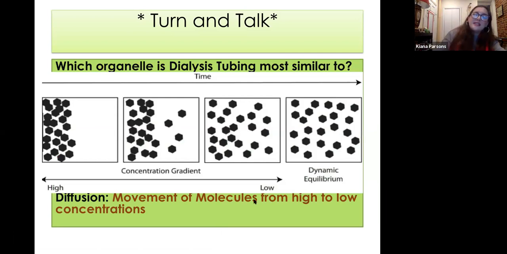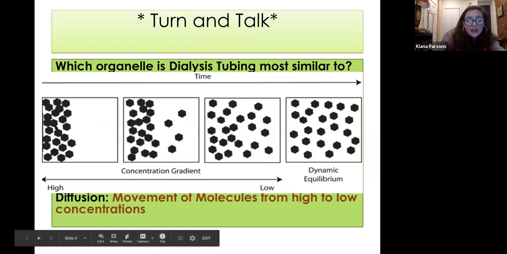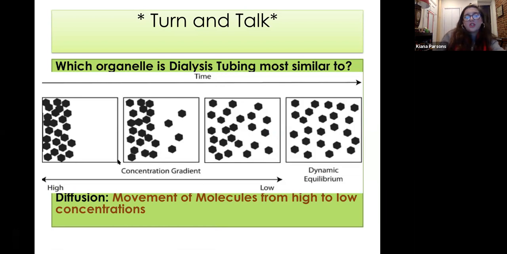So this is an area of high concentration here. You can see, this is the concentration gradient, right? Over here, it's really high, and then over here, there are no molecules. And that's what gradient means. It means high to low. So if you've ever seen a gradient color scheme, it's sort of dark on one side and light on the other.